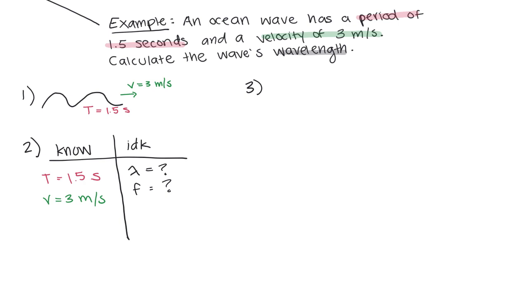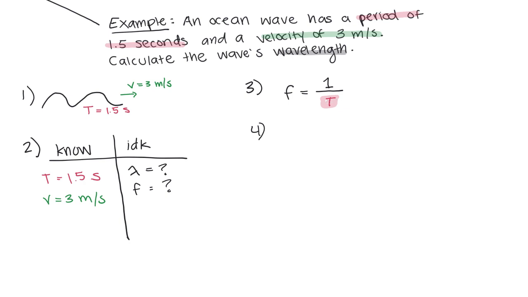Okay, so the first thing I'm going to do is calculate the frequency of a wave, which if you recall, our frequency equation is 1 divided by the period. All right, so we're actually going to have 2 step number 3s and 2 step number 4s. So we can go ahead and plug in what we know for period here.